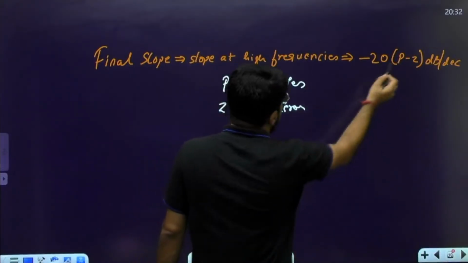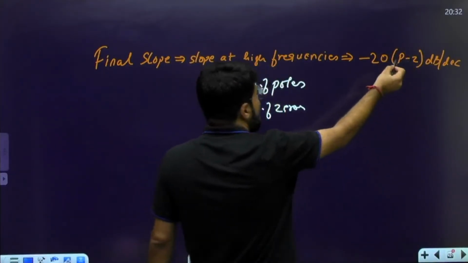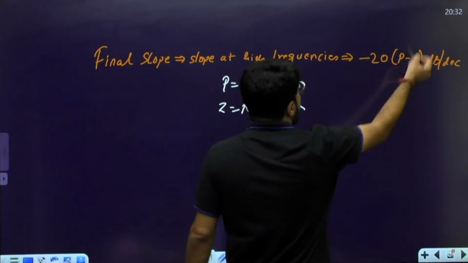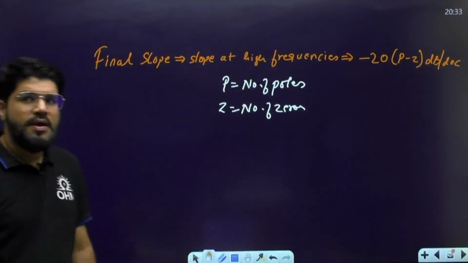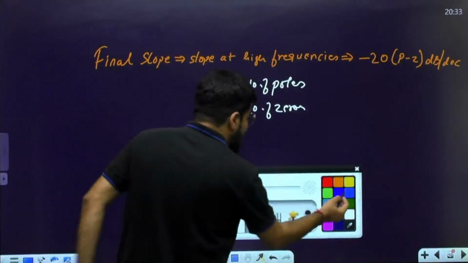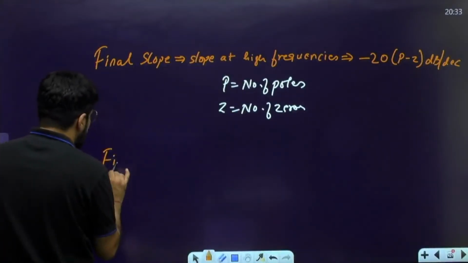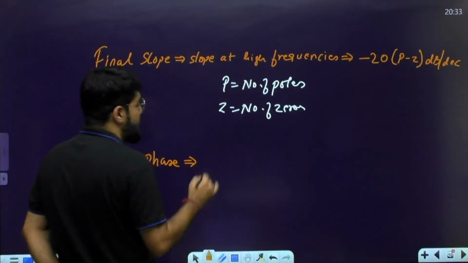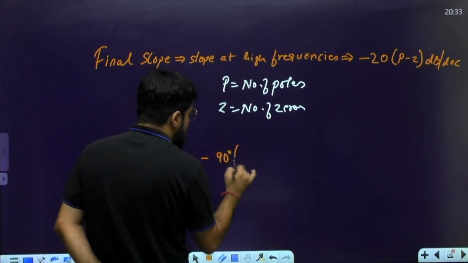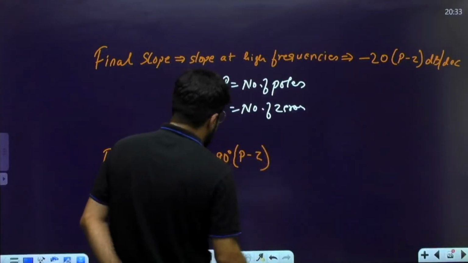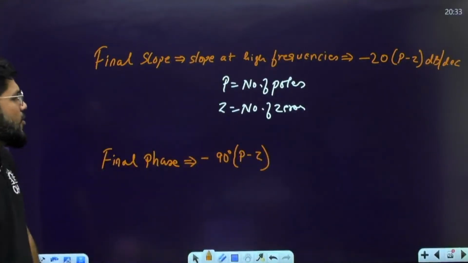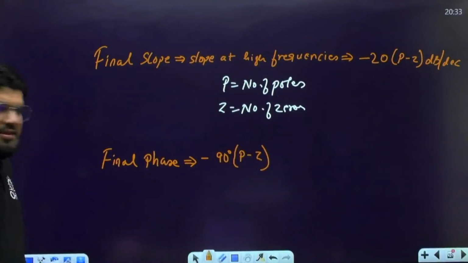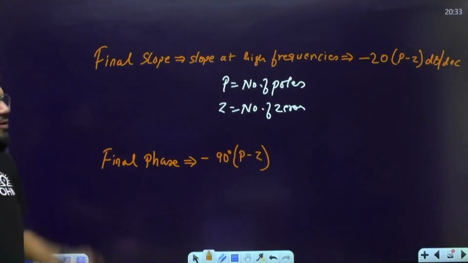For every pole -20, so for P poles, -20 into P. For every zero, +20, so the minus becomes +20, Z times, because there are Z zeros. Then what is the formula for final phase? The final phase is given by -20 degrees into (P minus Z), in terms of degrees. P and Z are again the number of poles and zeros. Yes, correct, Sai Vikas.